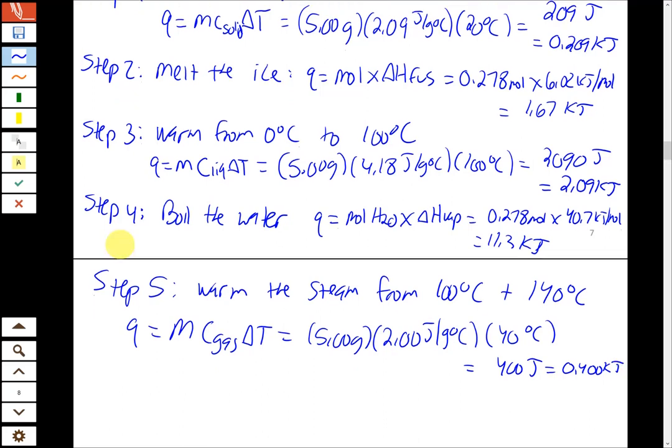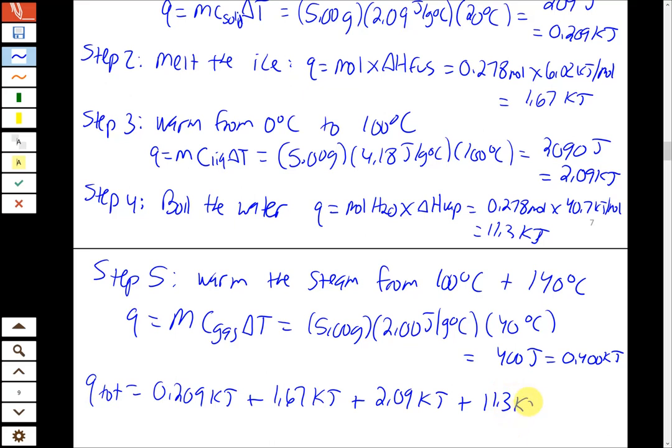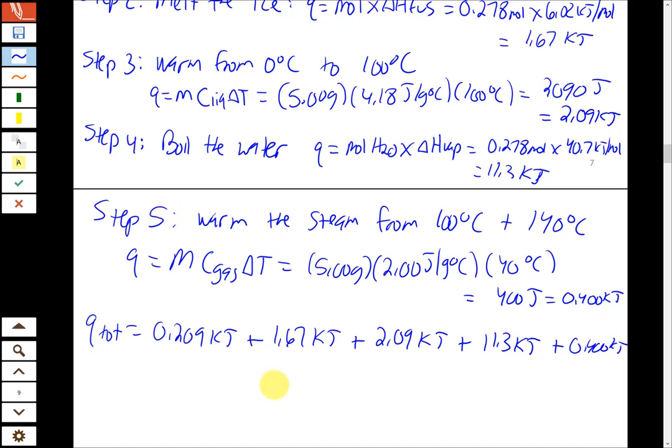All right, so now we have all of the numbers. We have to add them up to get the total amount of heat that this process required. So the total heat is just all these numbers added together. 0.209 kilojoules, which was how much it required to warm up the ice. 1.67 kilojoules, which is how much was required to melt the ice. 2.09 kilojoules, which was how much was required to warm up the water. 11.3, which is how much was required to boil the water. And then finally, the last number we just got, 0.4 kilojoules to warm up the steam. So all those numbers added together with the correct number of decimal places at the end is 15.7 kilojoules.